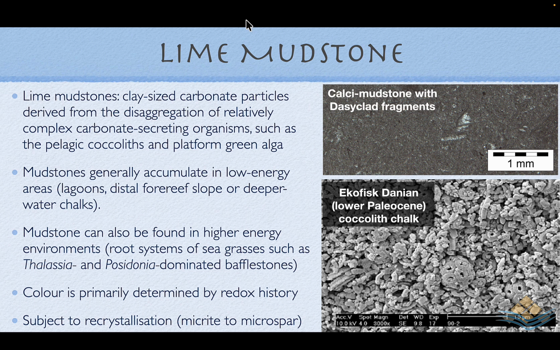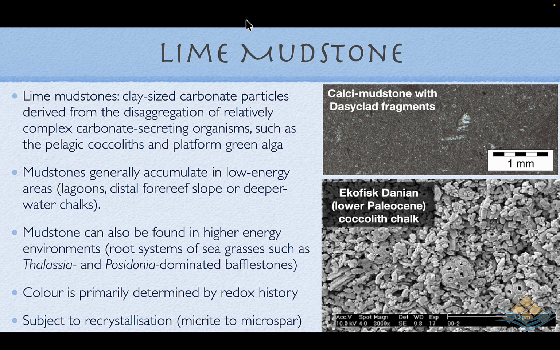Mudstones in general, as both Folk and Dunham imply, tend to accumulate in relatively low energy areas, the lagoon, the distal fore reef slope, or deeper water. But mudstones can also be found in higher energy environments where we have, for example, seagrass beds, and we see the breakdown of the organic material in the seagrass, and it leaves behind the mud that was captured in amongst the fronds of that seagrass. That type of capturing effect, as we said before, is a baffling effect, and we'll see it a little later. It's called a bafflestone. The colour in most mudstones, dark or light, is primarily determined by its redox history.